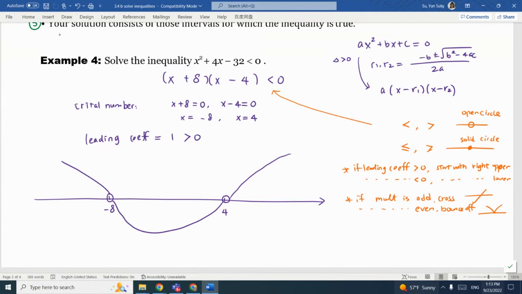Awesome. So above the line is plus, below the line is minus. And we are looking for what? Positive or negative? Negative. Yes, less than 0, negative. That's why our x value is between -8 and 4. Do we include -8? No. Do we include the 4? No. So -8 to 4. So far, so good, everybody?